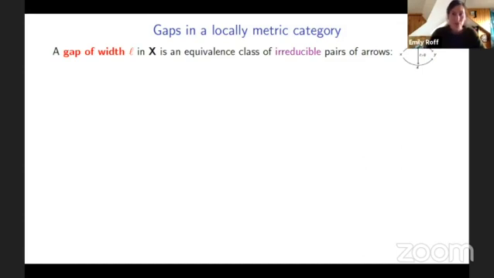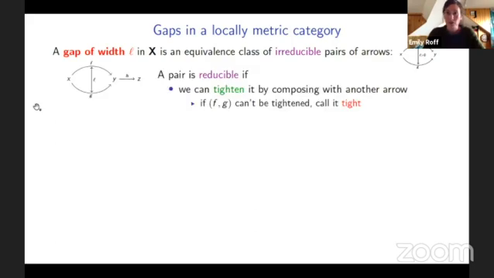So a gap of width L in a locally metric category is going to be an equivalence class of irreducible pairs of parallel arrows in X separated by a distance of L, where L is a positive number. So first I need to tell you what I mean by irreducible, and then I'll explain what this equivalence relation is. Okay, here are some ways that a pair of arrows might be reducible.